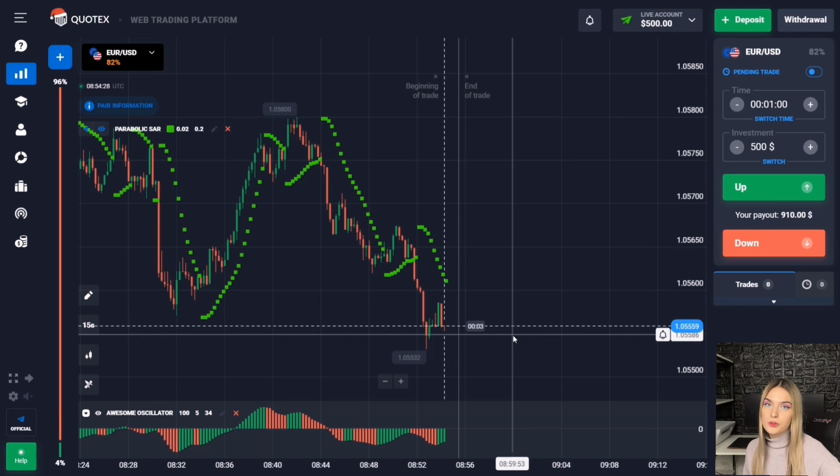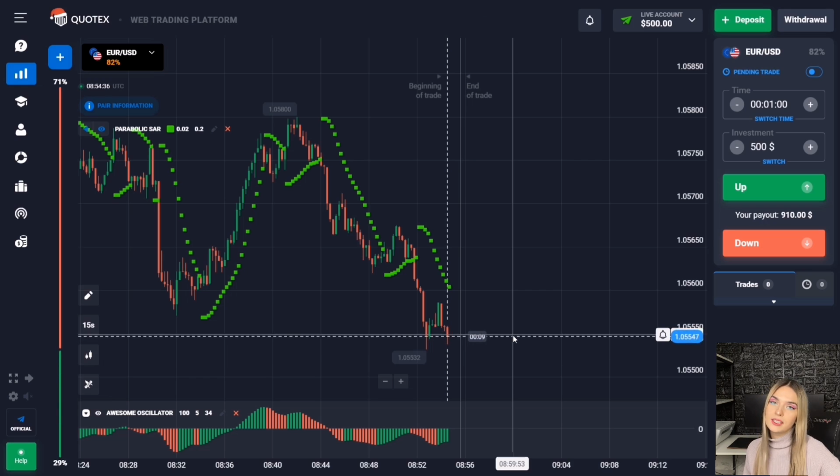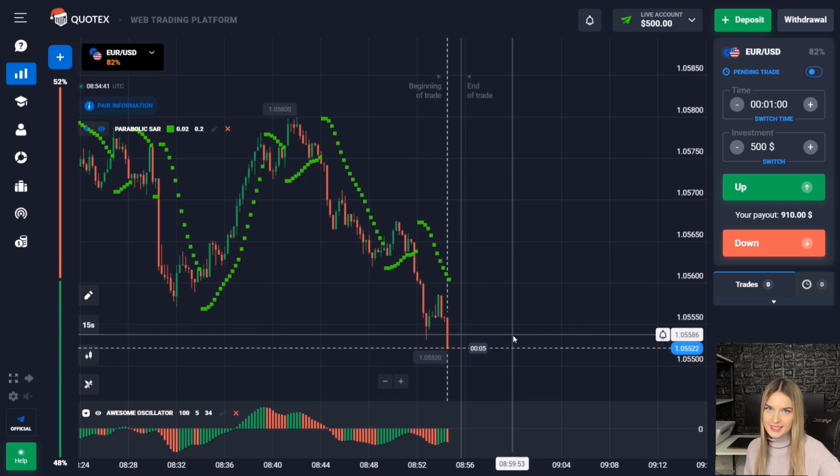So guys, let's start it. So guys, today we're going to trade using Parabolic SAR and awesome oscillator indicator. Parabolic SAR indicator will tell us pivot points, and awesome oscillator indicator will tell us which volumes prevail in the market to increase or decrease.